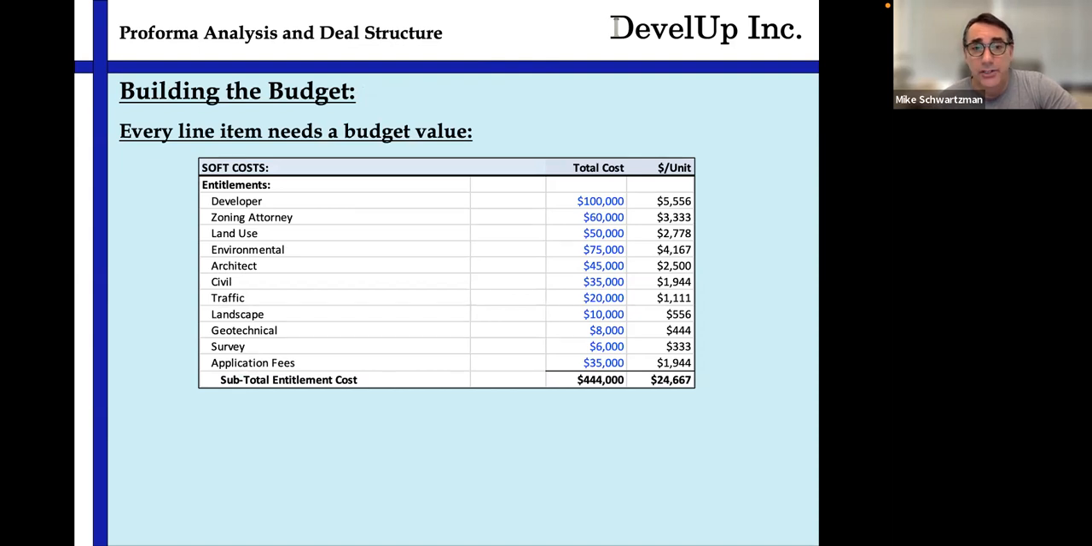Now, if we start building our budget, we took our massing density study, and we got opinions of costs and values from everybody: the professional service providers, the general contractors, et cetera. We can build our budget. So just as one example, here we can look at what entitlements would cost. And again, these are just made up numbers. The developer, zoning attorney, land use, all the players we need, plus application fees, et cetera. This project, I'm saying, would cost $444,000, or about $25,000 a unit.